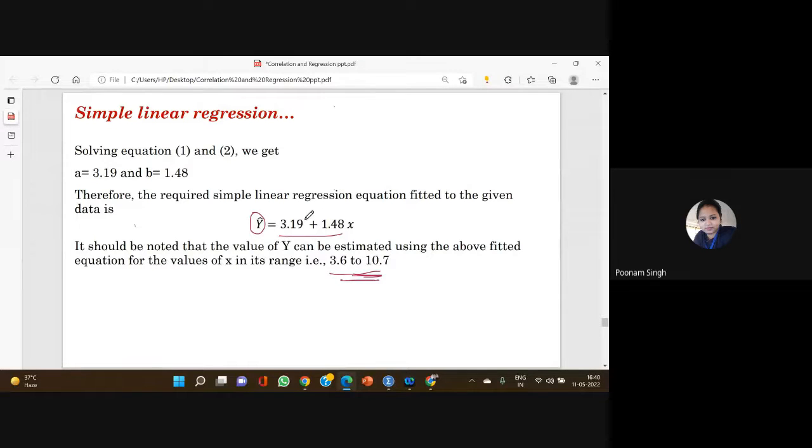Okay. So when we get this regression equation of y equals 3.19 plus 1.48x, it implies that for a unit change in the value of x, y changes by 1.48. If there is one unit change in x, then y changes by 1.48 units. So this is how you will interpret the regression equation.